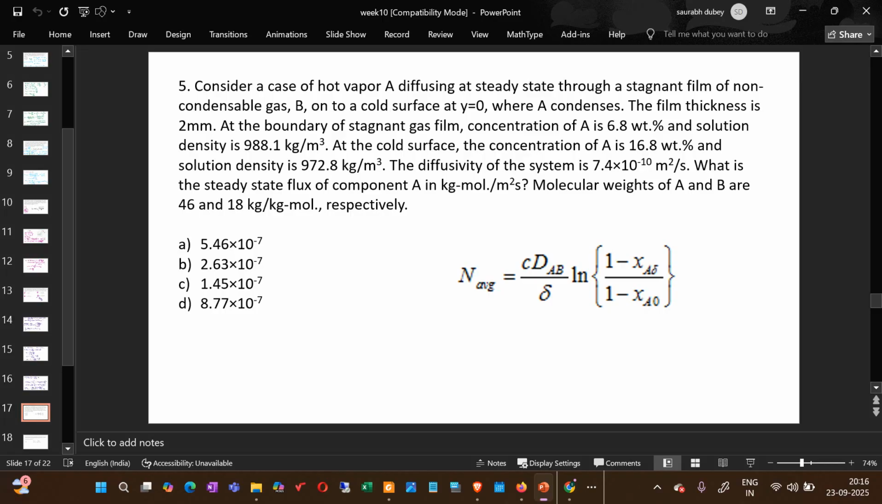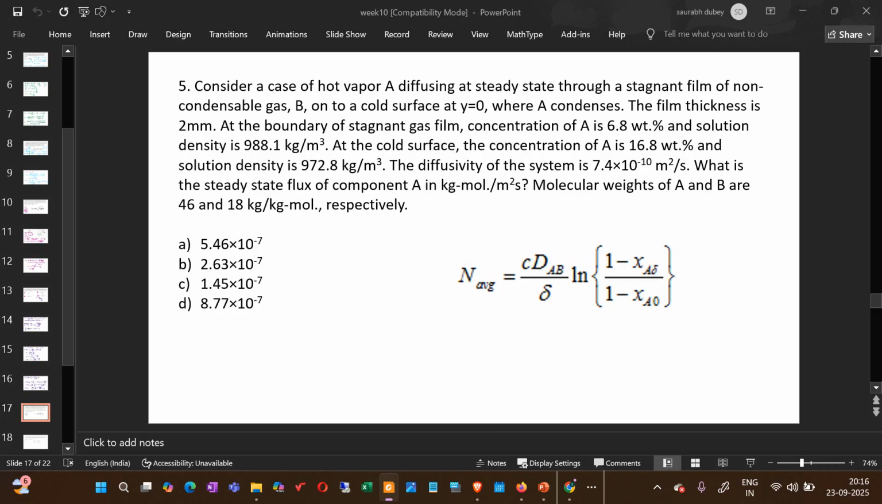So let's see first. If you want me to take the concept of this particular problem, this was very well explained in one of the lectures of the week. Let me just take the diagram. Okay, so these diagrams will help.